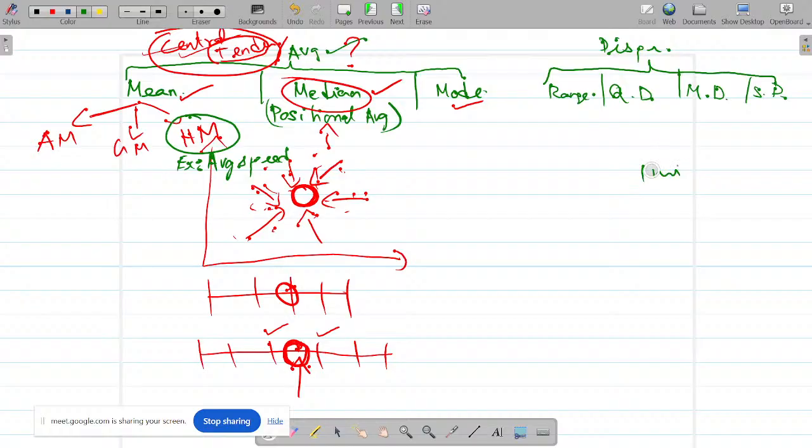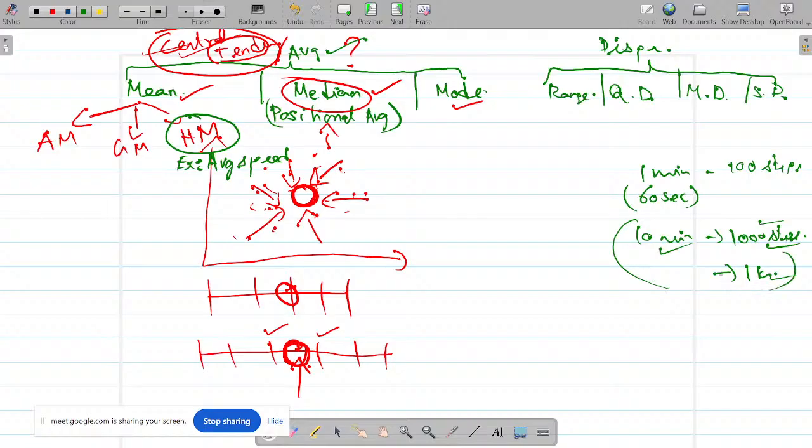See, 1 minute means how many seconds? 60 seconds, right? In 1 minute, you walk 100 steps. So if you go for 10 minutes, it's 1000 steps. So your speed should be such that you walk 1000 steps, 1 kilometer, in 10 minutes. You cannot say you walk slowly for 1000 steps, taking small steps, and say I have covered 1 kilometer. No, this is the normal speed. So check next time how many steps and how many minutes you take to cover 1 kilometer.